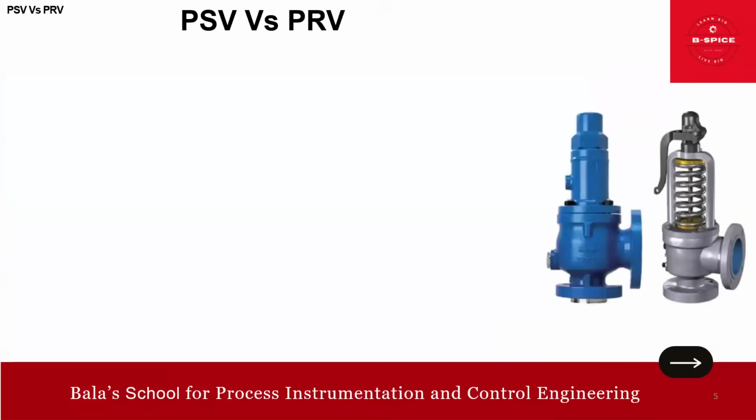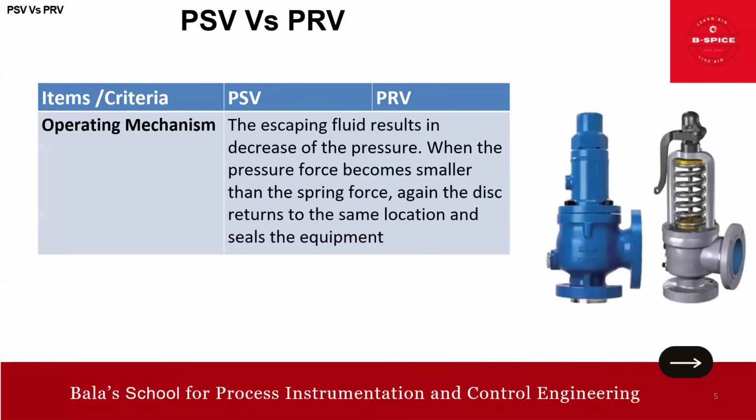Then a few more to add on the operating mechanism. Here what happens? The escaping fluid results in a decrease of pressure, right? So when the pressure force becomes smaller than the spring force, the disc returns to the same location and seals the equipment. That's it, friends. Very simple, isn't it? So that's the difference between this PSV and PRV.